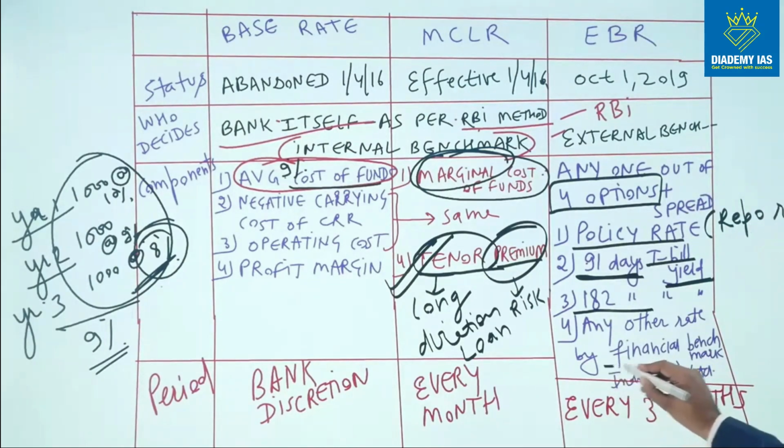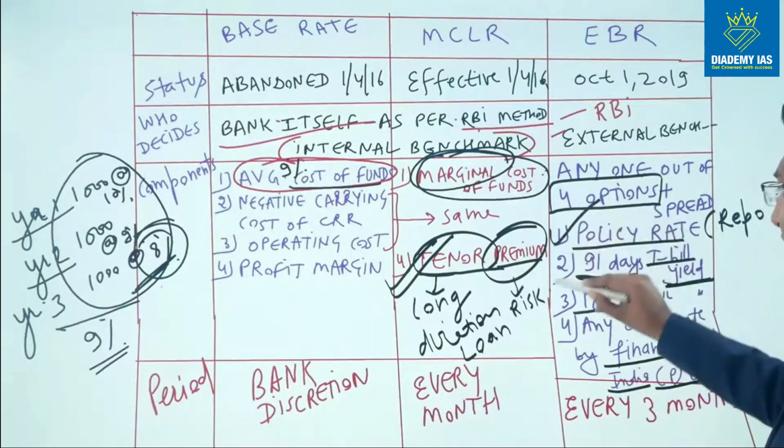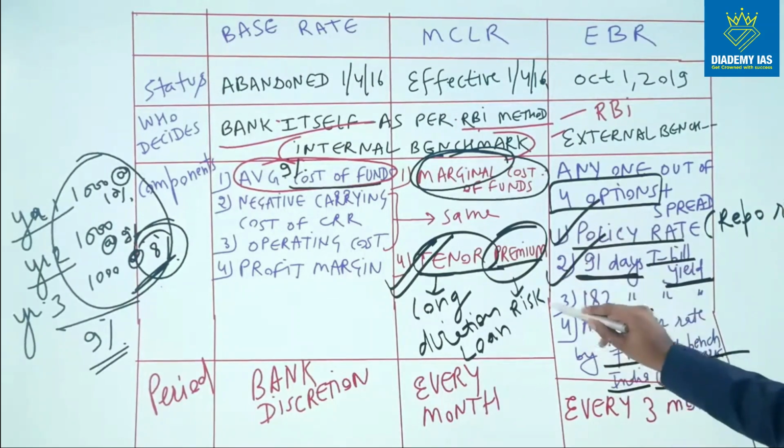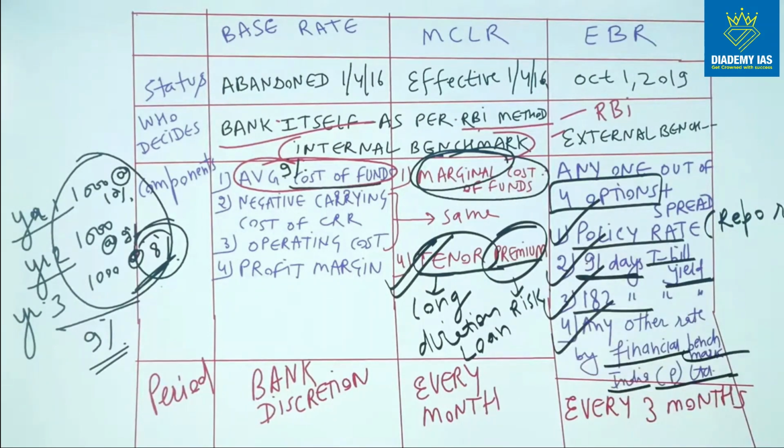given by the Financial Benchmark India Private Limited. So this is an entity which is a company, and this company can give some other rate also. So that rate can also be taken as the reference rate. So these four options: policy rate, 91 days treasury bill yield, 182 days treasury bill yield, any other rate by the Financial Benchmark India Private Limited, they can be taken as the reference rate.